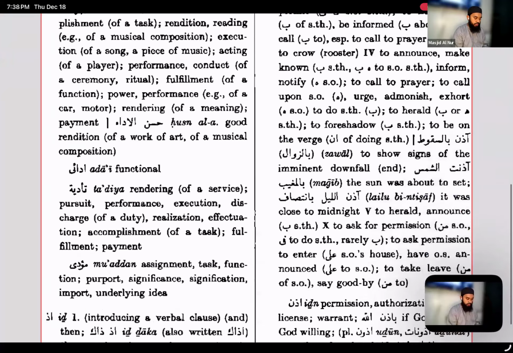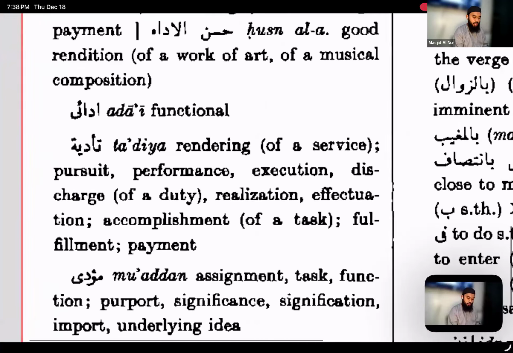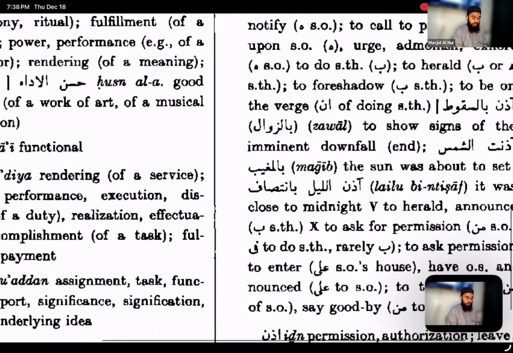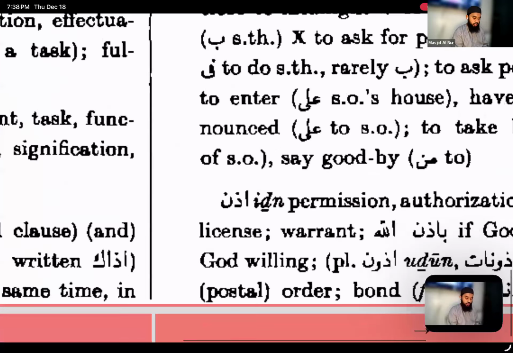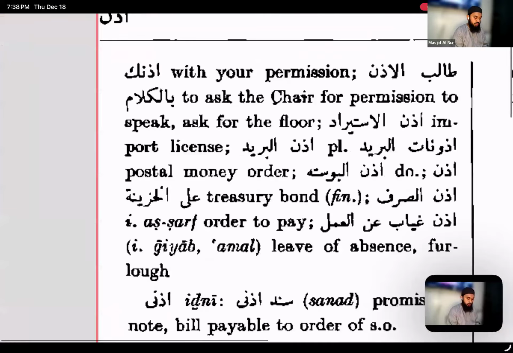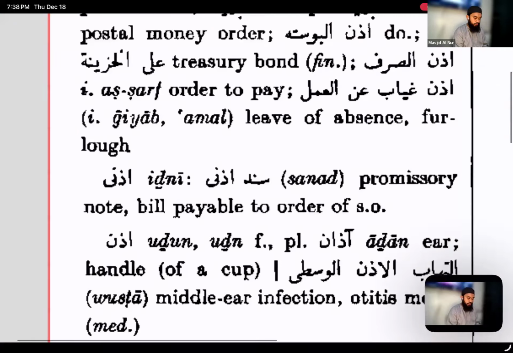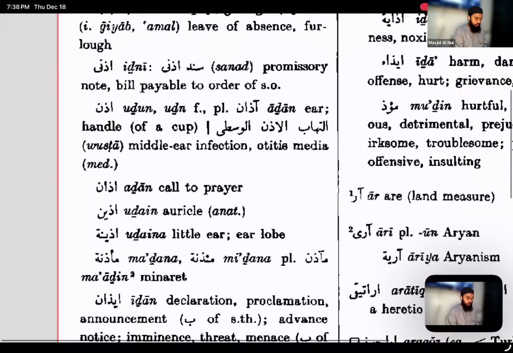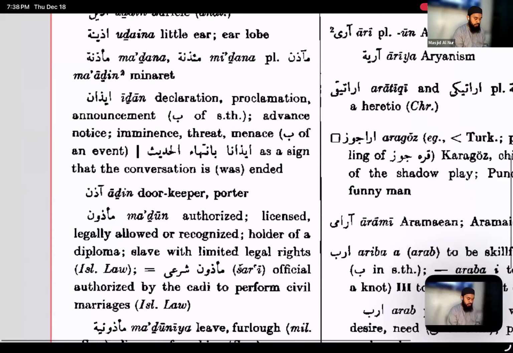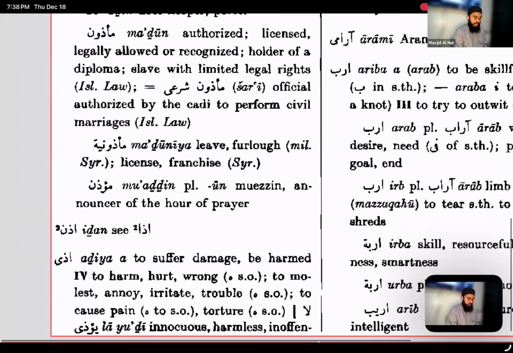So we keep on going down. Ta'diya. No, we're not looking for that. We're looking for adhina. Idhn. Permission. Very close. Idhni. Nope. Udhun. Nope. Ma'dhana. Nope. Idhan. Declaration. Nope. Ma'dhun. Nope. Mu'adhin.